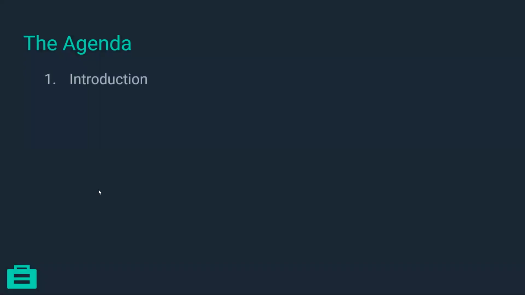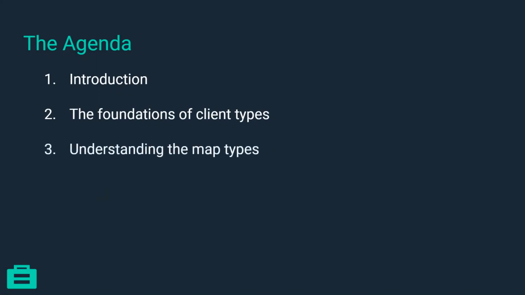Our agenda today is we're going to do the introduction. We're going to go through the foundations of different client types. We're going to understand how the different map types work across AccountKit, and then we're going to help you build your first map. We'll wrap it all up.